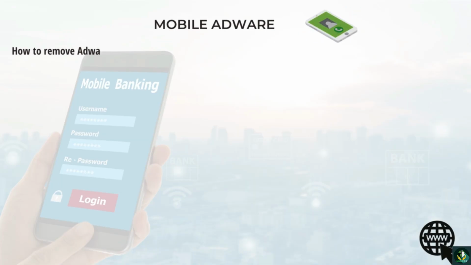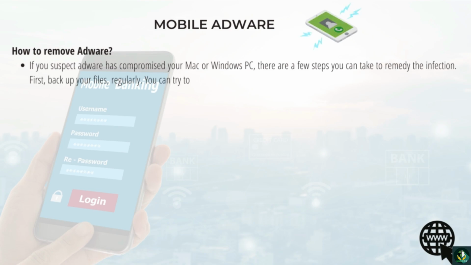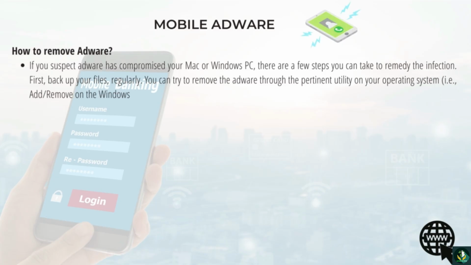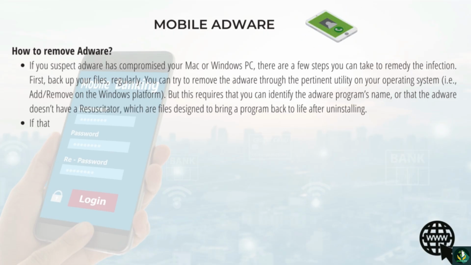How to remove adware. If you suspect adware has compromised your Mac or Windows PC, there are a few steps you can take to remedy the infection. First, back up your files regularly. You can try to remove the adware through the pertinent utility on your operating system, that is, the add/remove programs utility on the Windows platform, but this requires that you can identify the adware's program name or that the adware doesn't have a resuscitator, which are files designed to bring a program back to life after uninstalling.